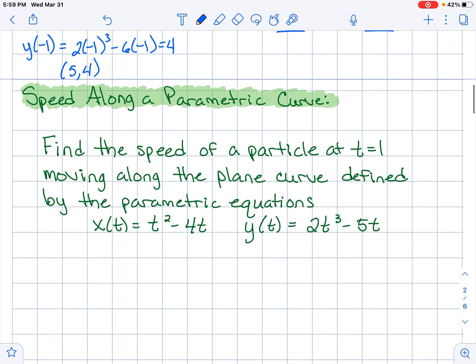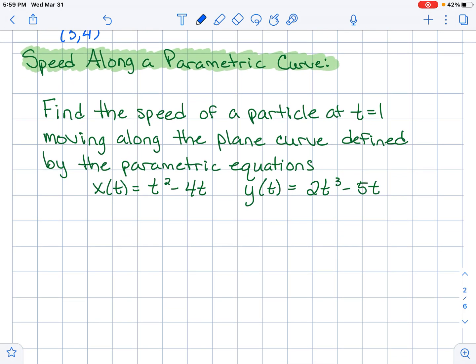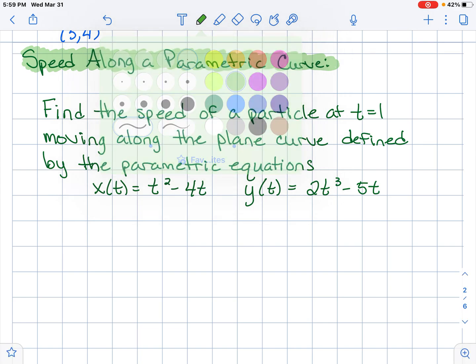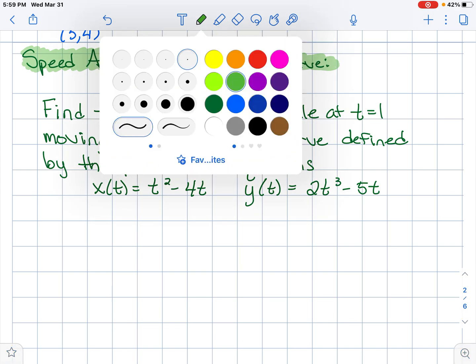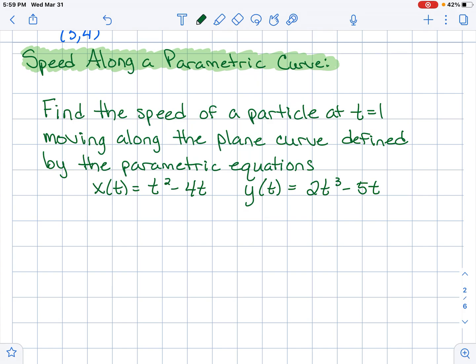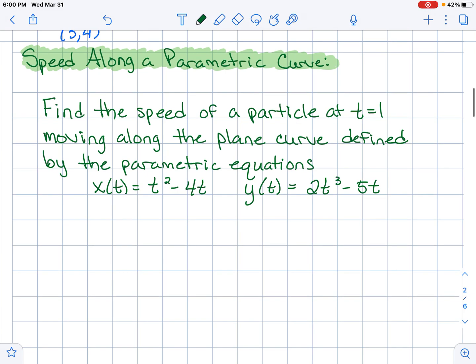We're going to talk about finding the speed along a parametric curve. And I'm going to do more than that for this question. I'm going to do more than just finding the speed. I'm going to find velocity, position. I'm going to do it all so that you can see how many different applications we can do with these parametric curves. So let's just first take a look at the position.